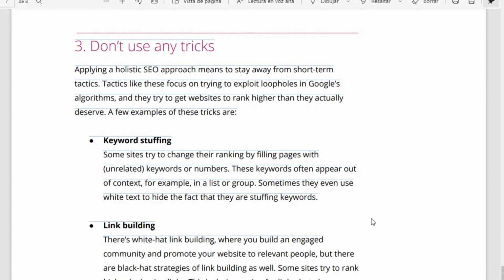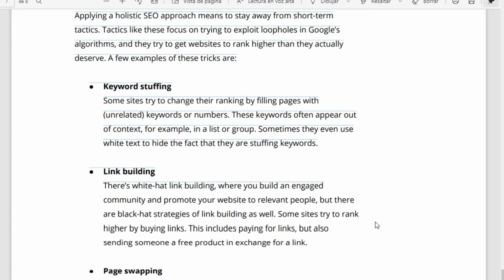A few examples of these tricks are keyword stuffing. Some sites try to change their ranking by filling pages with unrelated keywords or numbers. These keywords often appear out of context, for example, in a list or group. Sometimes they even use white text to hide the fact that they are stuffing keywords.